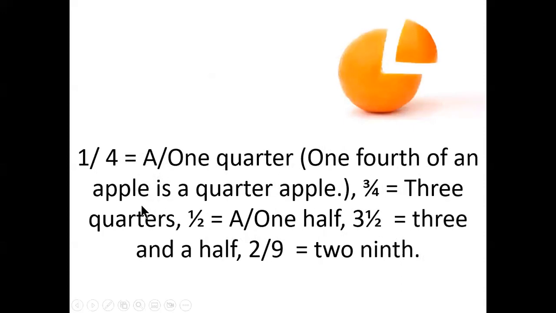Okay, 1 over 4, a quarter or 1/4. 1/4 of an apple is a quarter apple. 3 over 4 means 3/4. 1 over 2, 1/2, a half. 3.5, for example. 3.5. 3 over 9, 2/9.